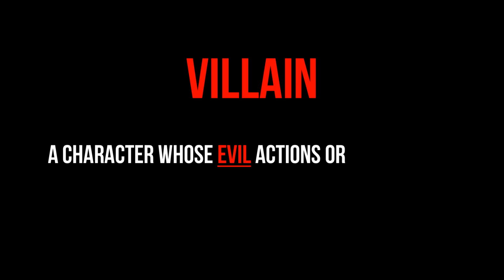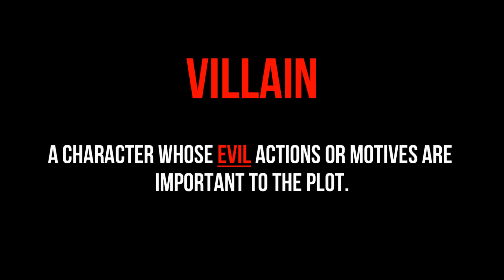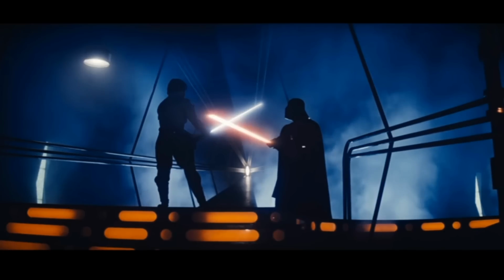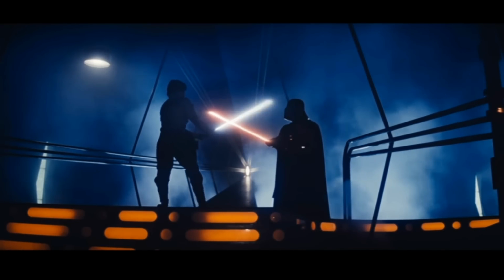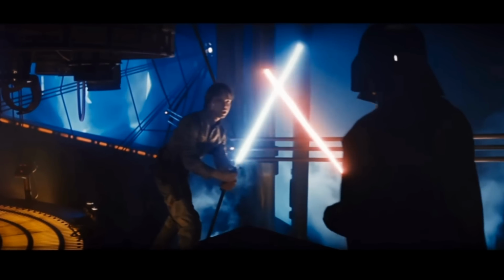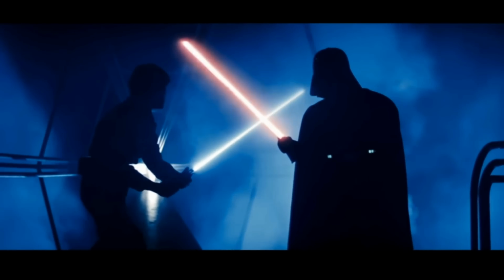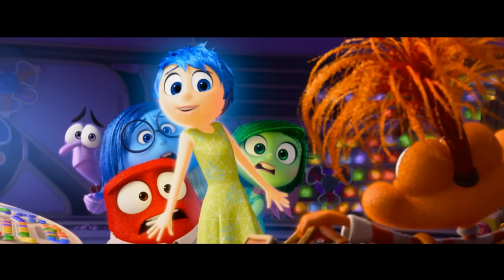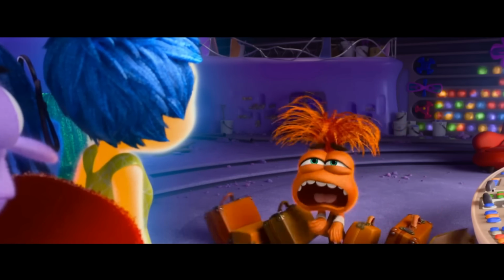A villain is a character whose evil actions or motives are important to the plot. When you think of a villain, automatically there's a couple that would come to mind. Something like Darth Vader being a good one. He is a villain that does evil things against everything. But an antagonist does bad things, not necessarily evil, against the protagonist.